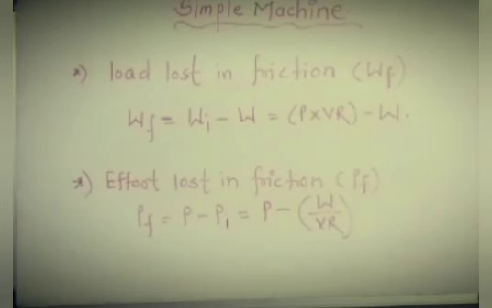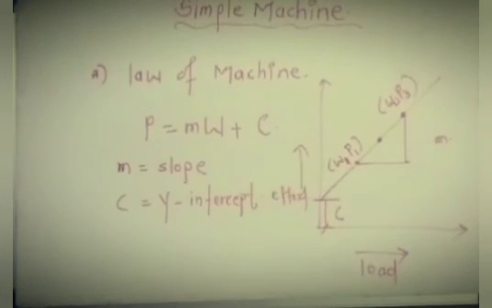Yes, we discussed ideal load, actual load, load lost in friction, and effort lost in friction. Ideal load is the load without friction, and ideal effort is the effort without friction. All these are loads and efforts, and they are measured only in Newton. And the last term in this unit is the law of machine.